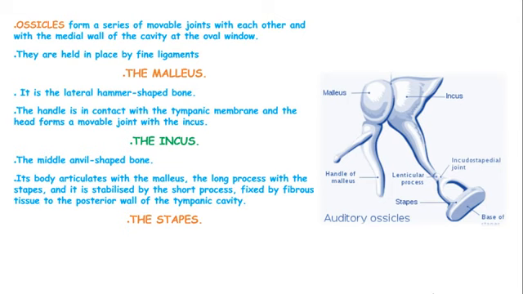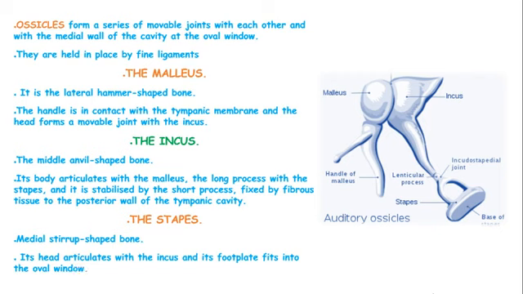Then another bone is the stapes. The medial stirrup-shaped bone is known as the stapes. Its head articulates with the incus, and its footplate fits into the oval window.